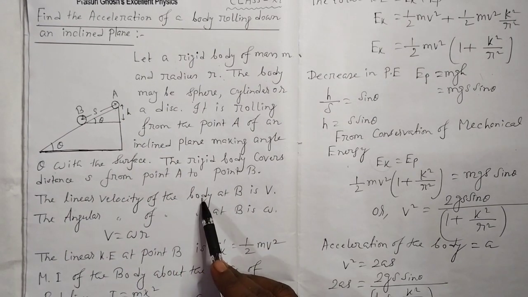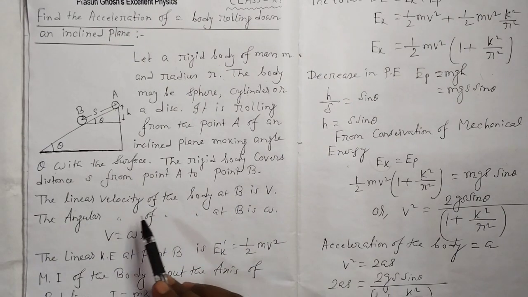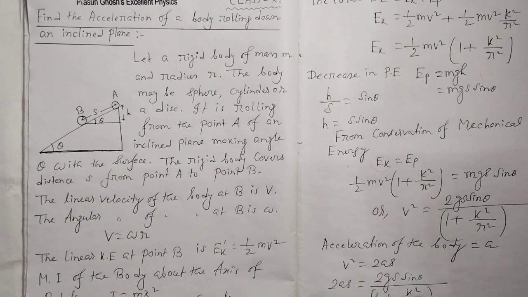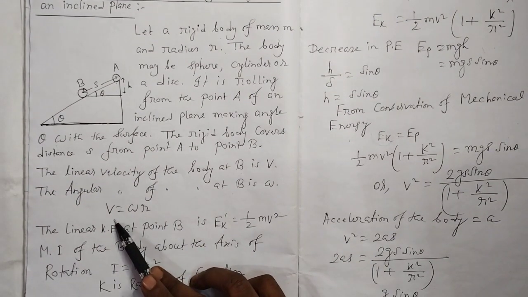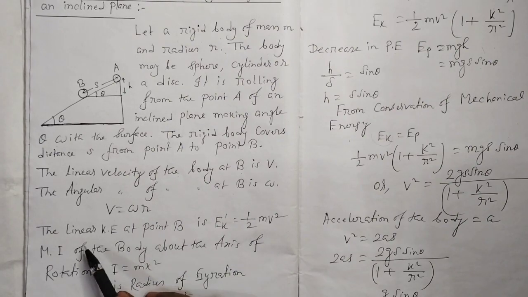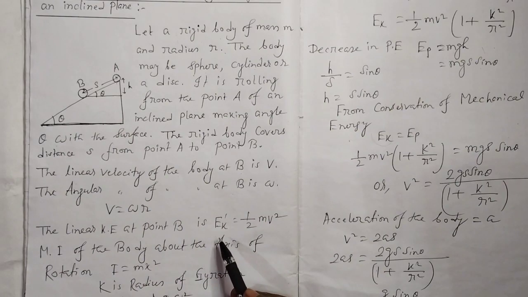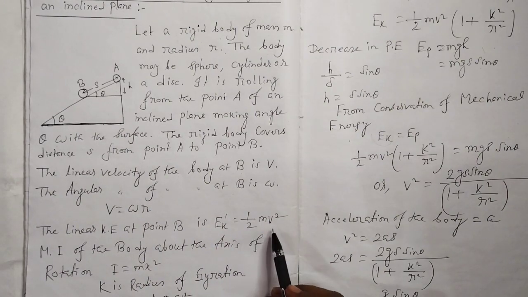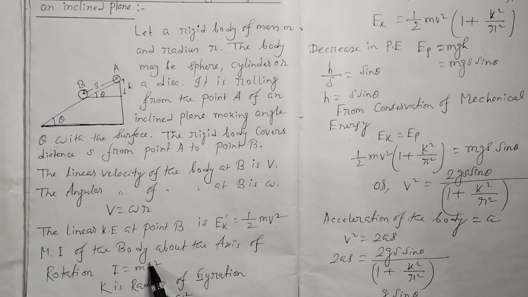Linear velocity of the body at point B, that is v, angular velocity of the body, that is omega. We know that v equal to omega r. So linear kinetic energy at this point, that is Ek dash equal to half m v square. So moment of inertia of the body about the axis of rotation, I equal to m k square. k is the radius of gyration.